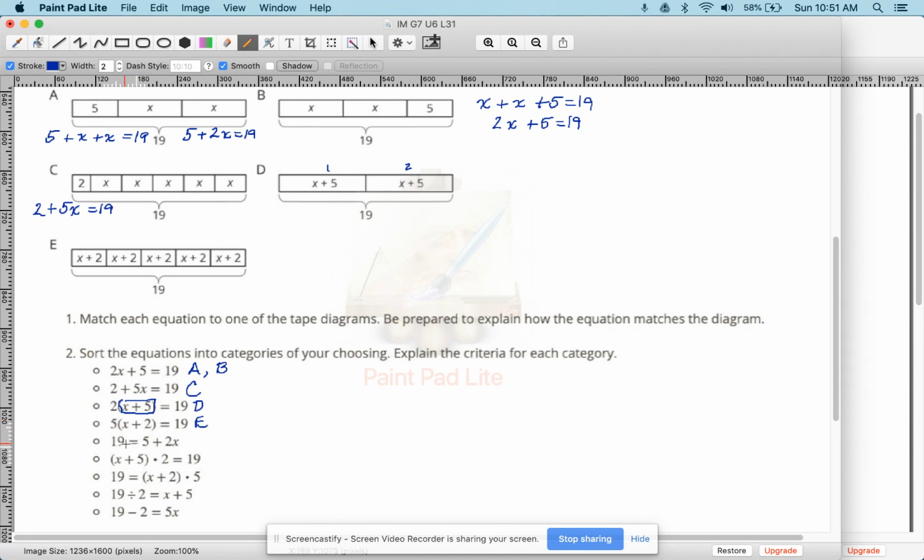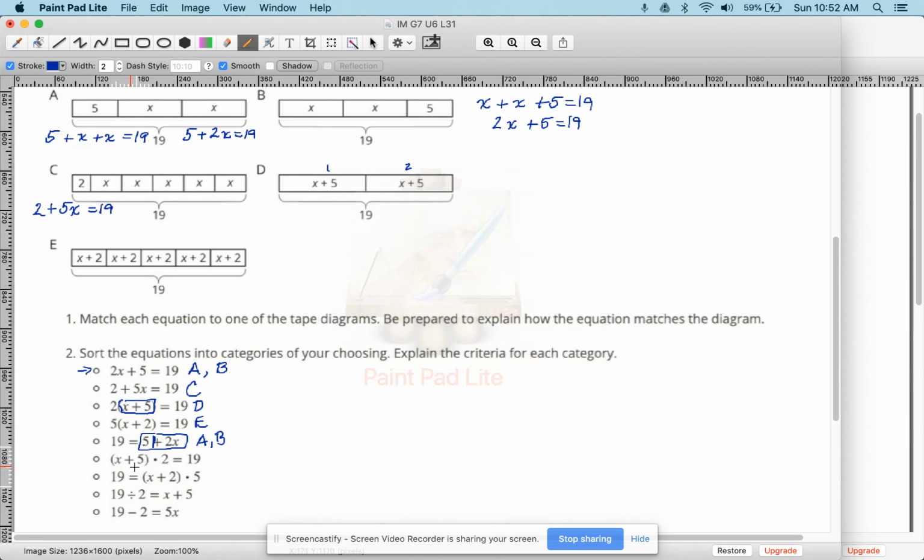Okay, this one has 19 equals 5 plus x plus x. So now they're just trying to get tricky by reversing the order. We are looking for something with 5 by itself, and then they're adding 2 different x's. So that's something like this one here. 5 by itself, adding 2 different x's, and together that equals 19. So this one is the same as our first one. A and B will match, only what they did was they put 19 on the other side. So instead of putting equals 19, they started with 19 equals the equation.